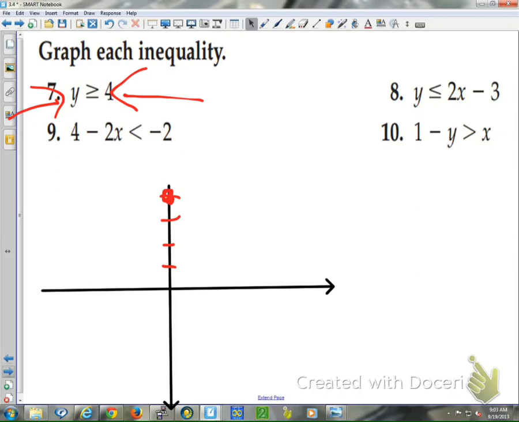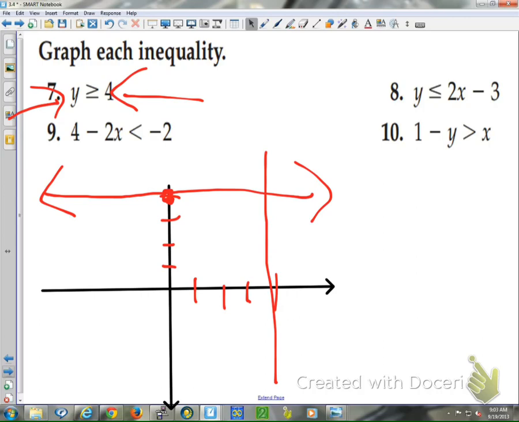So in this case, it would be a horizontal solid line because there's an equal sign. If that was x is greater than or equal to 4, we would have gone to 4 on the x-axis and gone straight through it that way. That's the easiest way to do it. Whatever letter's there, you're going to go through that axis. But let me erase that because that wasn't what the problem was. Now, we've graphed it. Do I shade above or below?